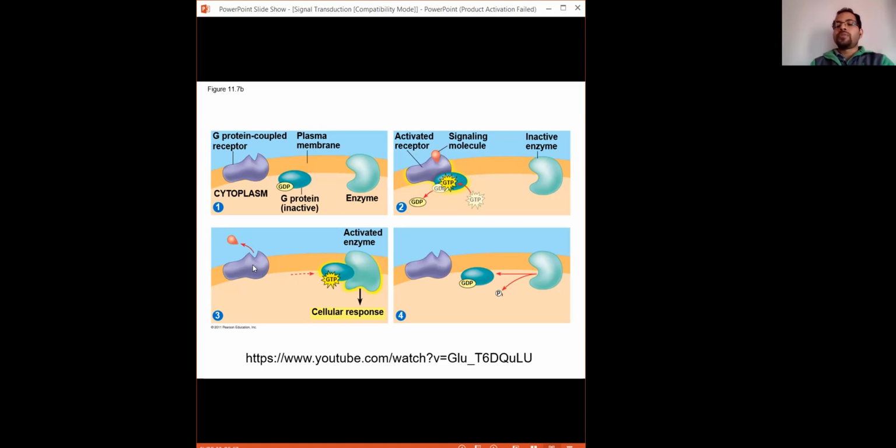And ultimately, what will happen when the cell response is no longer required? Then again, the G protein will be inactivated, and GTP will be hydrolyzed to form GDP and inorganic phosphate. So that's how the G protein is regulating the cell signaling mechanism. So next, we are going to see the dynamic features of this G protein coupled receptor.